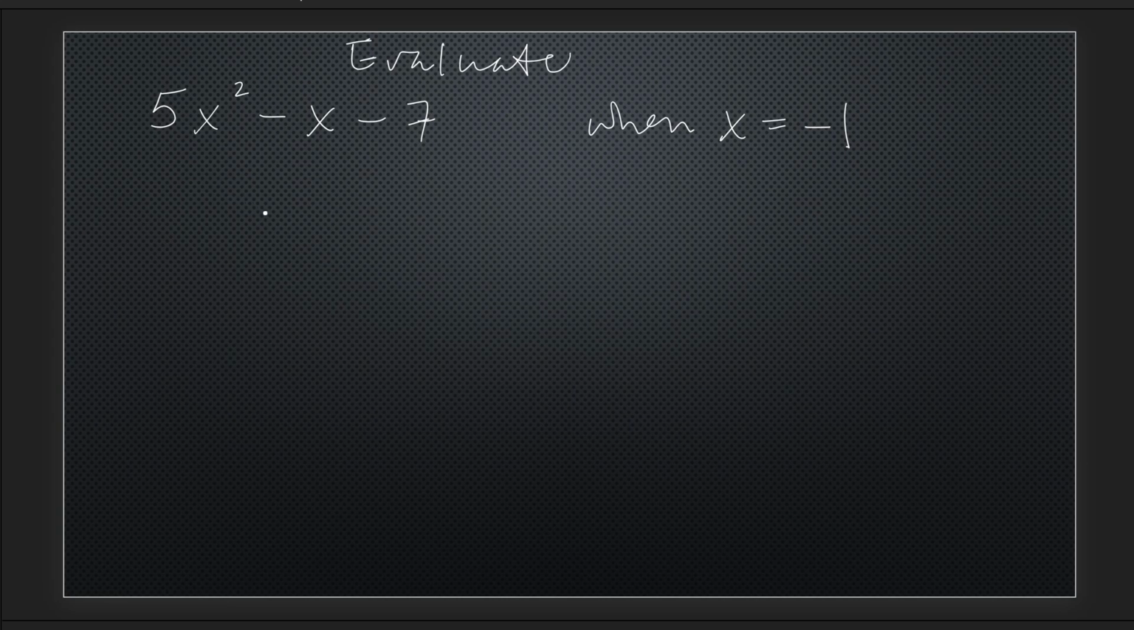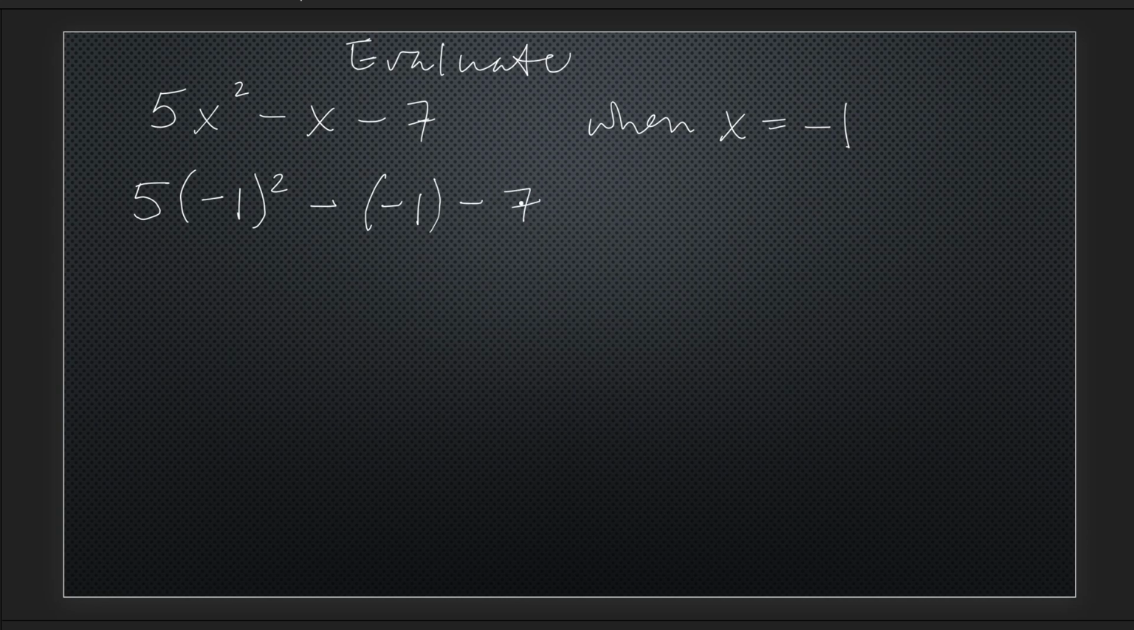Consider this already written down. I already wrote down the original problem. Now I'm given that x is negative 1. So I have to plug in negative 1 everywhere I see an x. So 5 times negative 1 squared minus, and here's where the x is, so I put negative 1 in for that, and then minus 7.